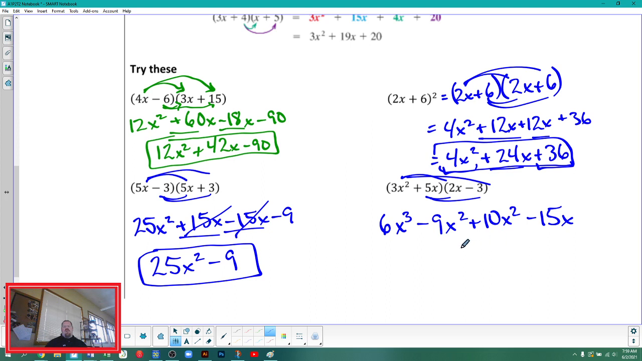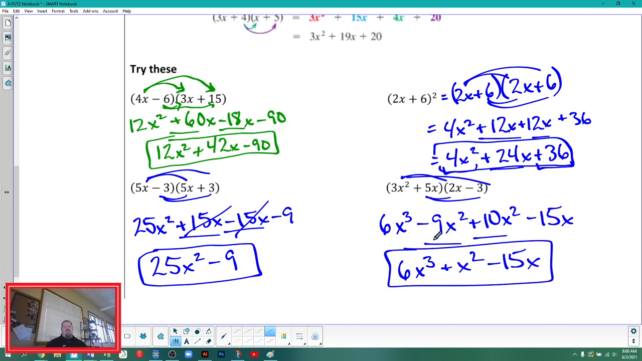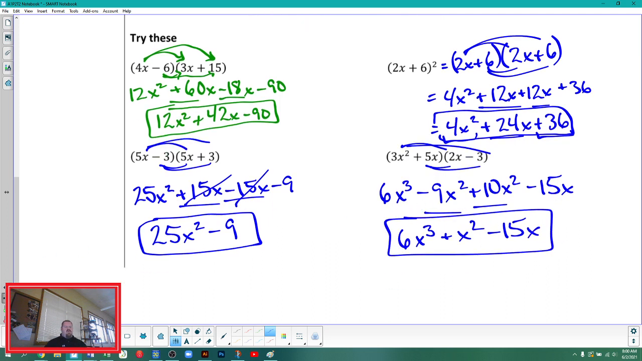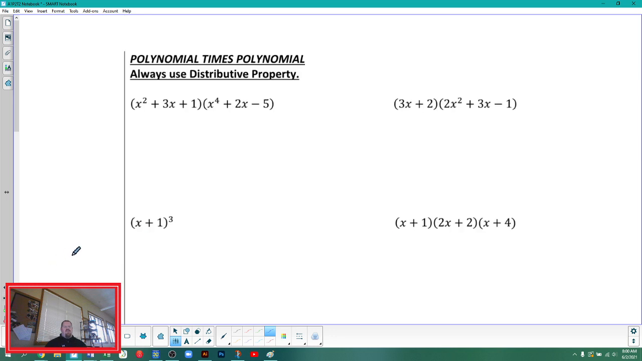Okay. I want to combine my like terms in the middle. 6x cubed plus x squared minus 15x. Okay, let's go ahead and look at the next page, see what that looks like.